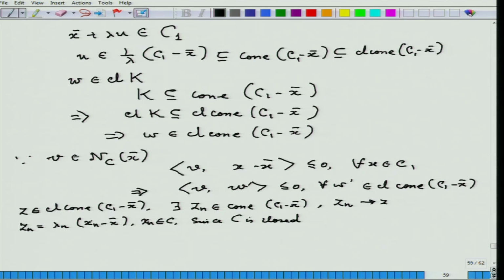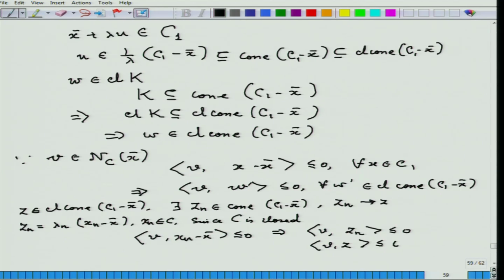So, x_n must converge. Since C is closed, if x_n converges, it will converge to some element in the set. So, what does this mean from here? What do I get from here? I get immediately from this expression, V of (x_n minus x bar) is less than or equal to 0, which would immediately tell me V of (lambda_n times (x_n minus x bar)) is less than or equal to 0. So, V of Z_n would be less than or equal to 0, and if I pass on to the limit, Z_n is going to Z. So, V of Z is less than or equal to 0.